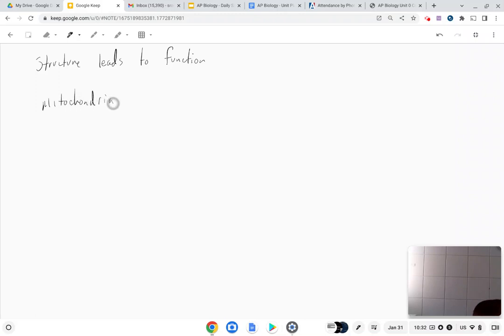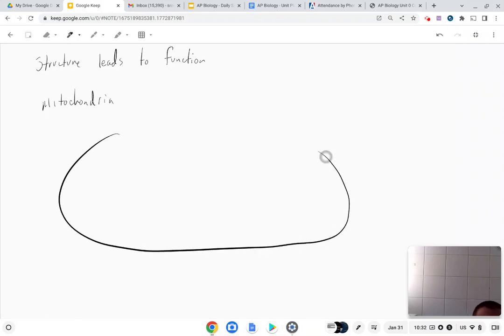Okay, first structure is this outer membrane. A couple other comments. Notice the shape and size of this is similar to a prokaryote, and that is one of the lines of evidence that this used to be a prokaryote. We've got an outer membrane and an inner membrane. And this, again, is another line of evidence.